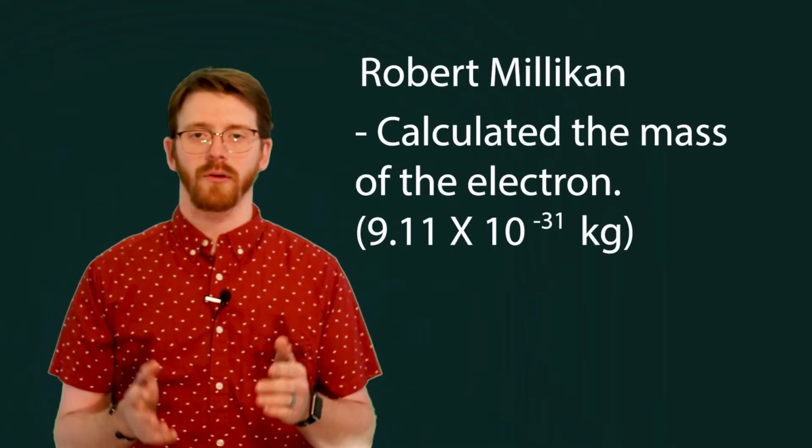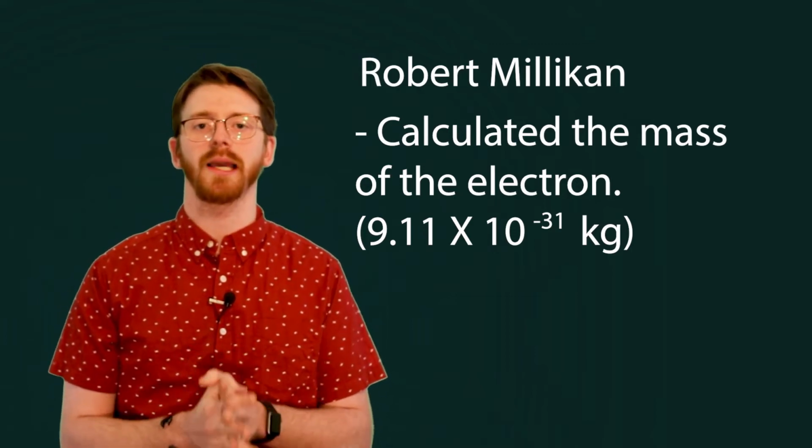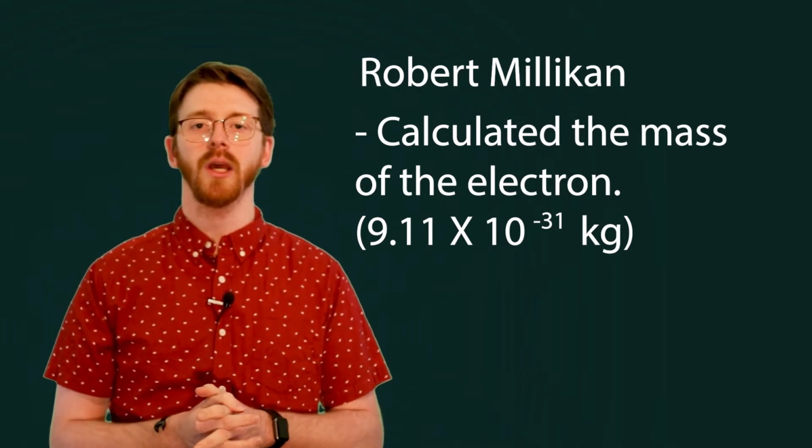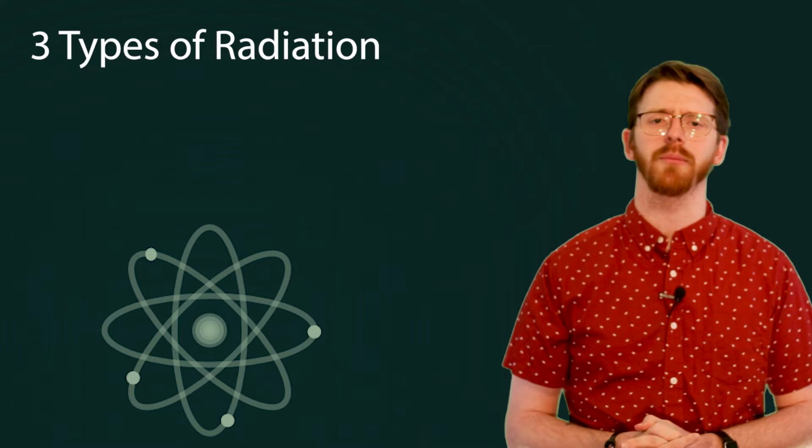In 1909, a scientist by the name of Robert Millikan furthered Thomson's discovery of determining the charge to mass ratio by calculating the mass of an electron to be 9.11 times 10 to the negative 31 kilograms. Moving forward a bit, in the 19th century, scientists discovered that certain elements give off radiation, thus the discovery of radioactivity. There are three types of radiation that we're going to discuss in this chapter.